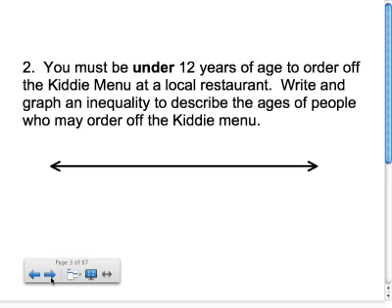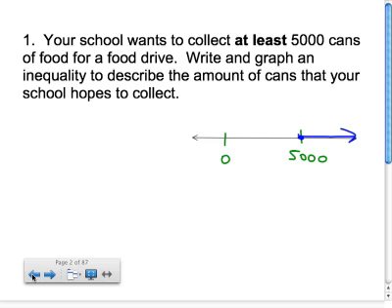Number 2 says you must be under 12 years of age to order off the kiddie menu at a local restaurant. Write and graph an inequality to describe the ages of people who may order off the kiddie menu. Let me go back. I actually didn't write the inequality for the first one. The cans has to be greater than or equal to 5,000, and that's what we've graphed here.